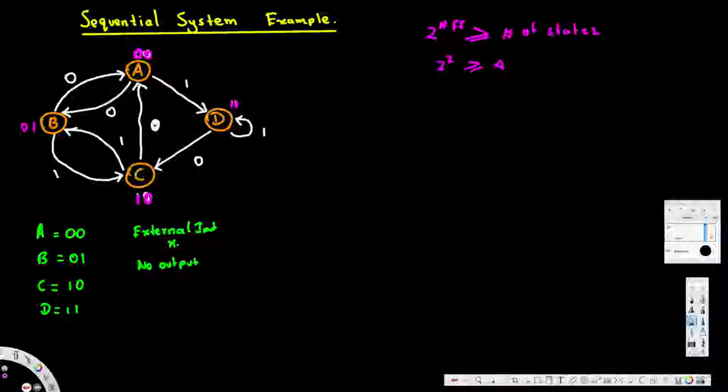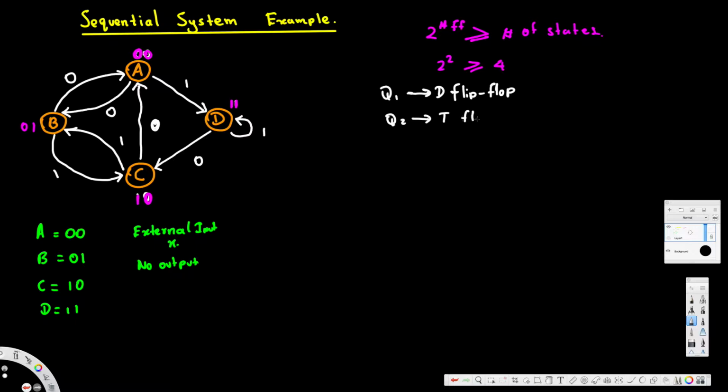If it was 5 states, then we would need 2 power 3, which is 8, but we would leave some of them empty and use 3 flip-flops. But in this case it's exactly matching 2 flip-flops, so we are going to use 2 flip-flops, and we can decide which flip-flop to use. Let's use a D flip-flop for Q1, and for Q2 we are going to use a T flip-flop.